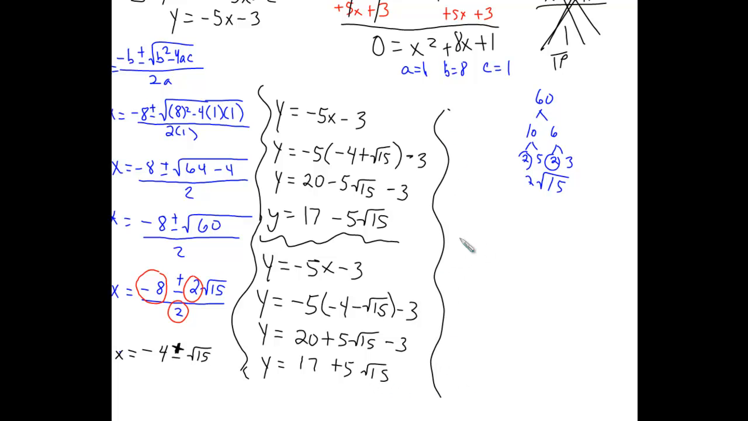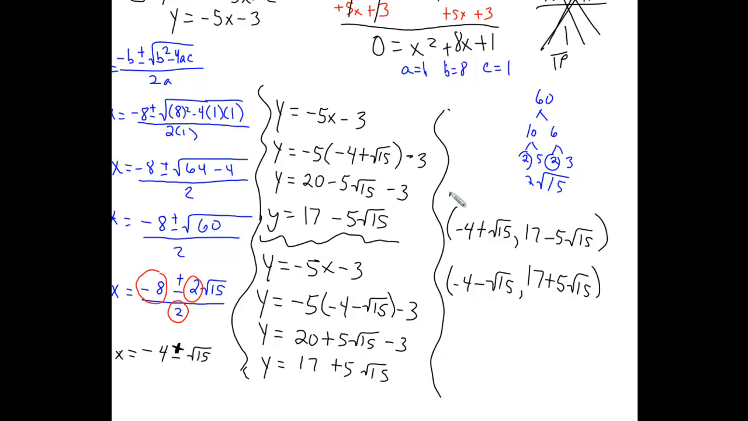So the two solutions are, when x is negative 4 plus the square root of 15, y is 17 minus 5 times the square root of 15. And when x is negative 4 minus the square root of 15, y is 17 plus 5 times the square root of 15. And those are the two answers.